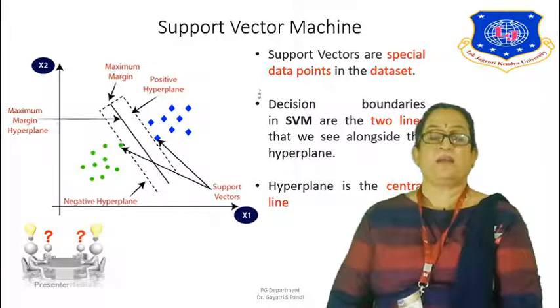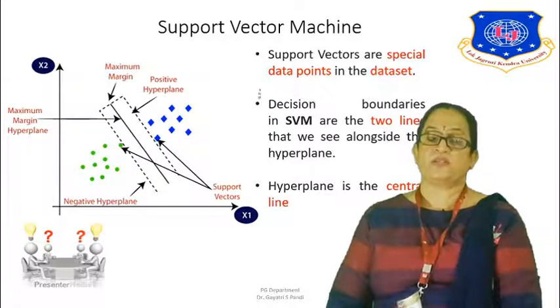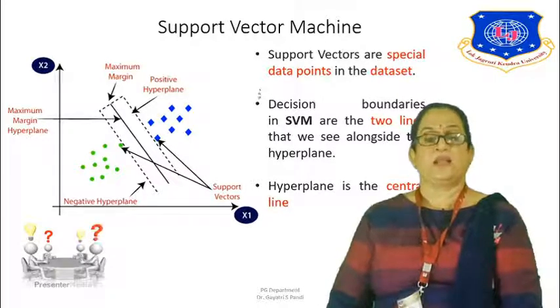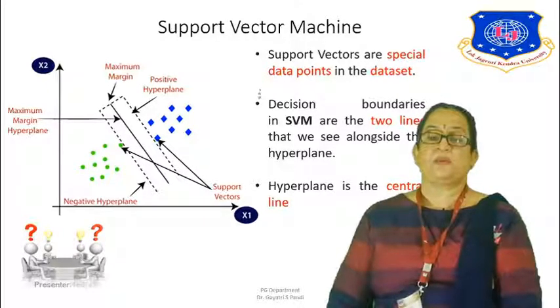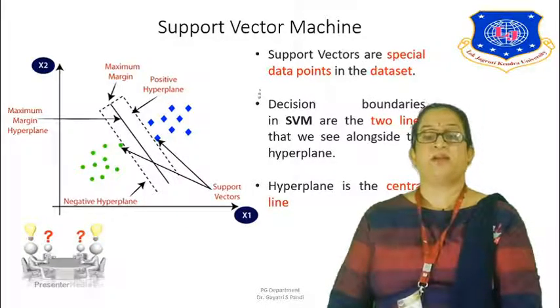And then we have the main hyperplane, the central line, which is basically trying its best to separate the points. You can just have a look at the various hyperplanes we have. It is the maximum margin hyperplane, that is your main hyperplane, the central line. Then you have the positive hyperplane, and then you have the negative hyperplane. The negative hyperplane is separating the green points, and the positive hyperplane is separating the blue points.